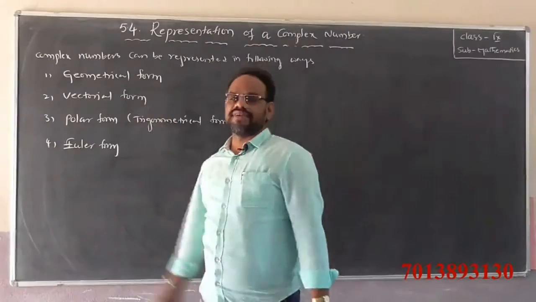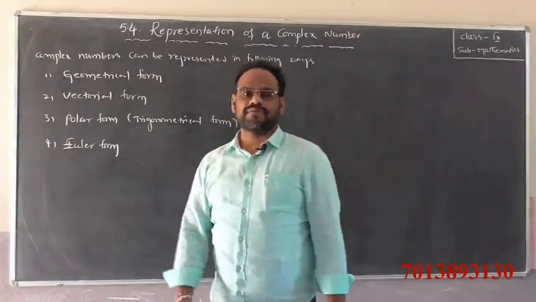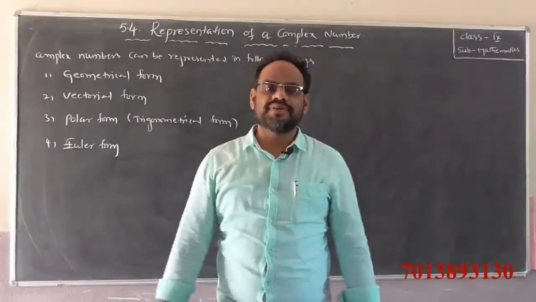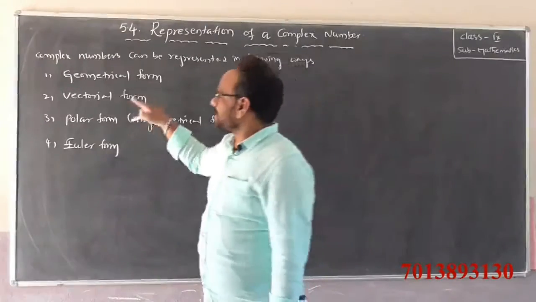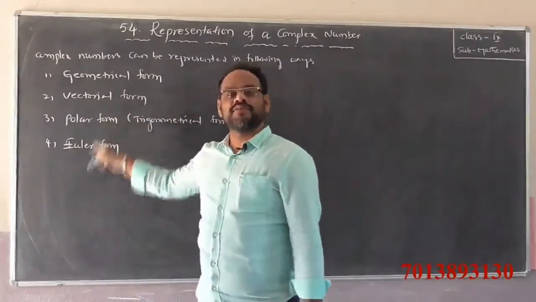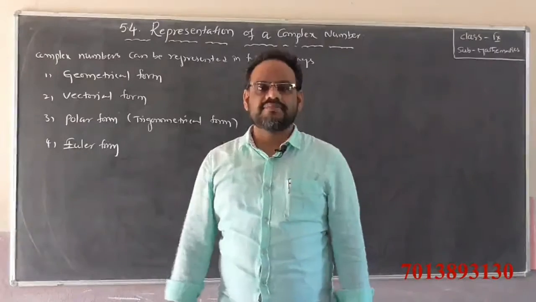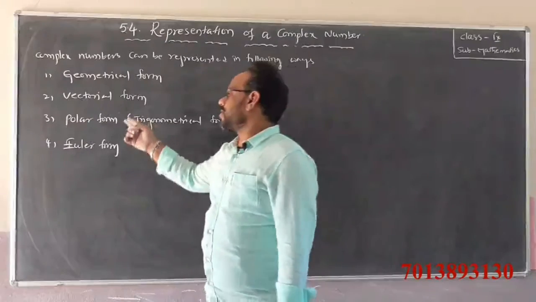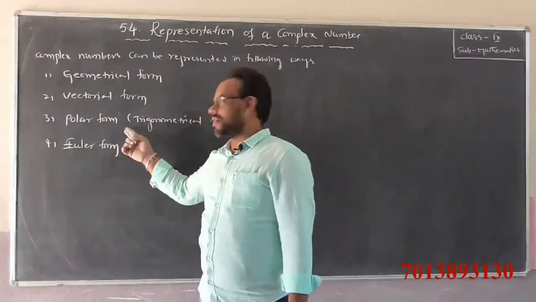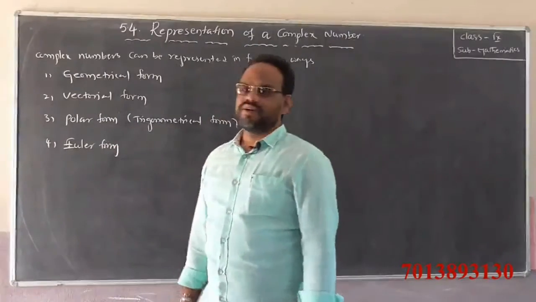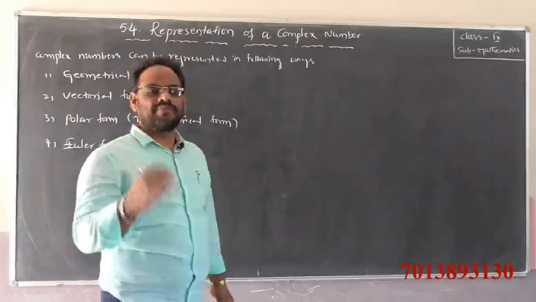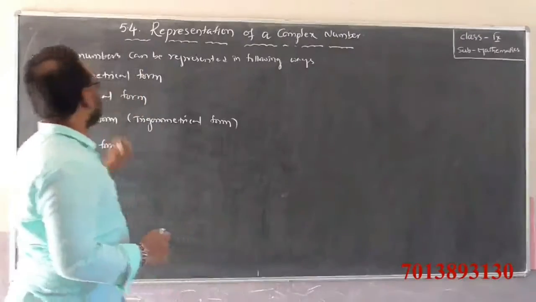A complex number can be represented in the following ways: geometrical form, vectorial form, which is nothing but vector form, polar form, and Euler form. So let us discuss one by one. First one is geometrical form.